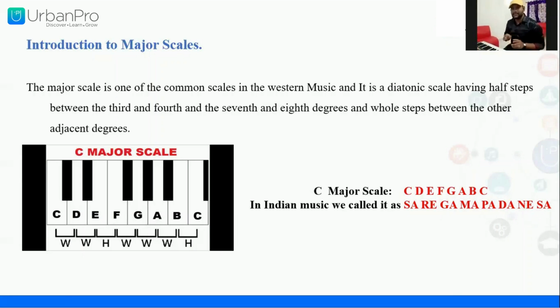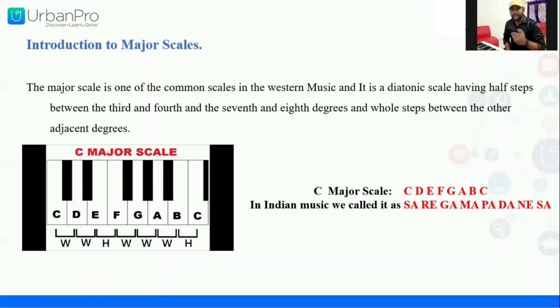So it is one of the various famous scales, the major scales. It is called a diatonic scale, having half steps. We can call it a half step or half note. It has half steps between the third and fourth degrees, and also the seventh and eighth degrees. And we also have whole notes between the other degrees.